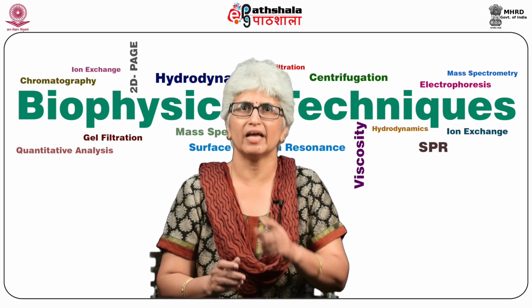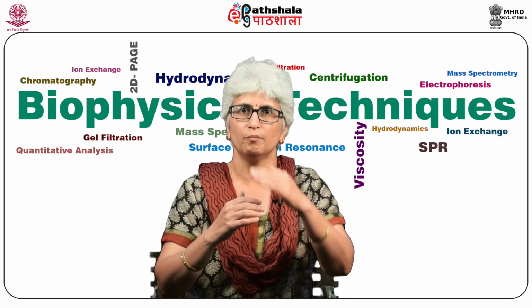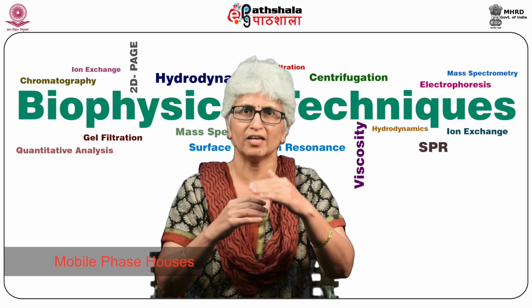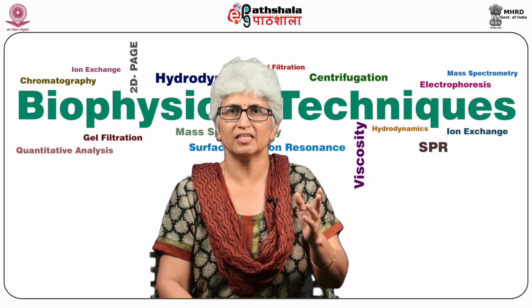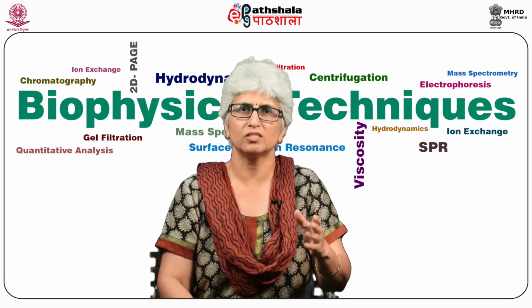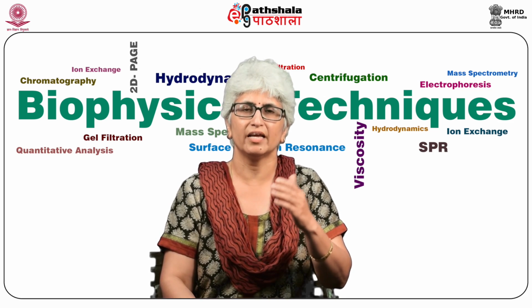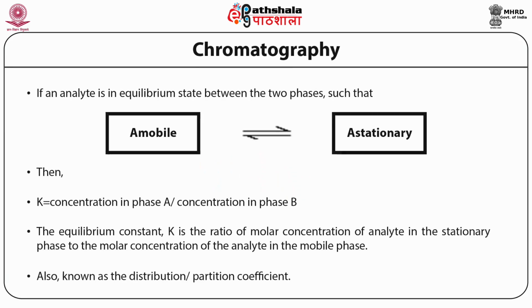Chromatography is a separation process using adsorption by distributing the component of a mixture between stationary phase and mobile phase. Stationary phase can interact and aid in separation, while mobile phase houses the analyte to be separated. Analyte in the stationary phase are retained for a longer time than those distributed selectively in the mobile phase. Analytes are eluted as their concentration in the mobile phase increases with respect to stationary phase. If an analyte is in equilibrium state between two phases, then the equilibrium constant K can be defined as the ratio of molar concentration of analyte in the stationary phase to the molar concentration of analyte in the mobile phase. This is also known as distribution or partition coefficient.